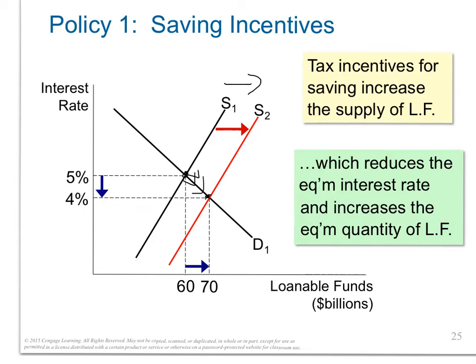Okay, that is how you can analyze a policy change on markets for loanable funds. So let's make a conclusion. If a reform of tax laws encourages greater saving, the result would be a lower interest rate and greater investment.